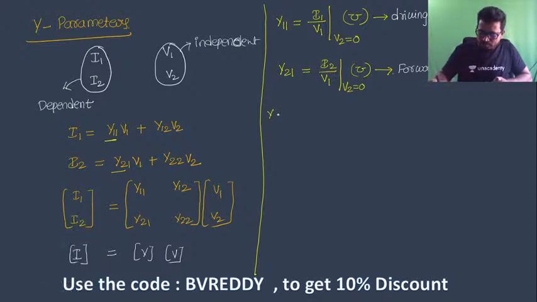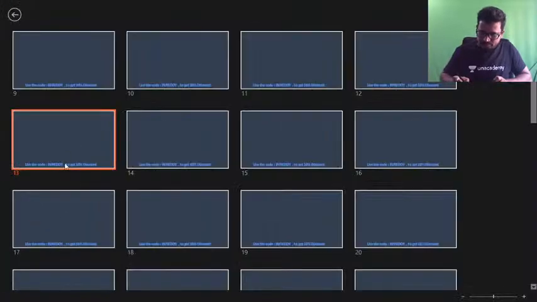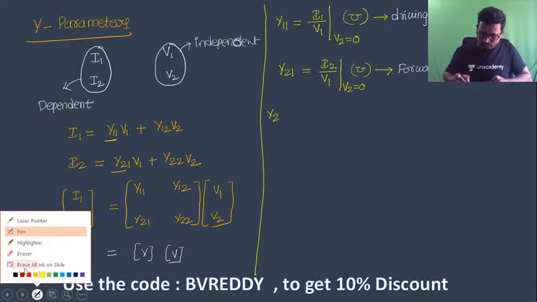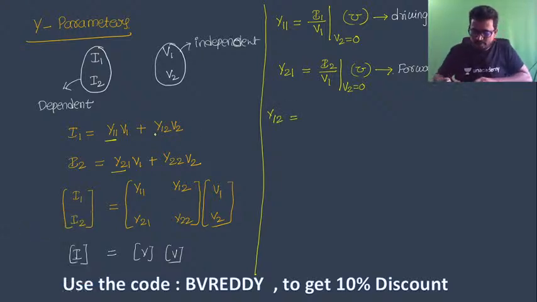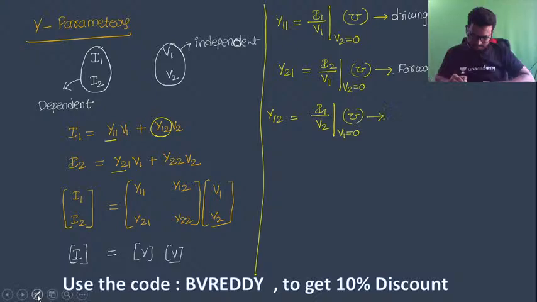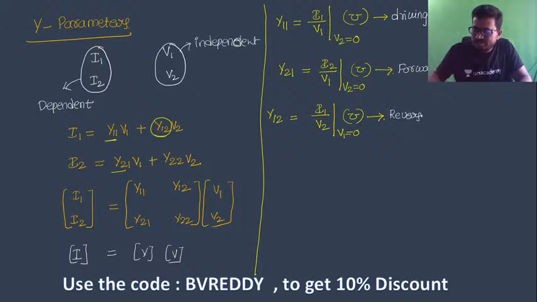Next, Y12. What is Y12? This is I1 by V2 when V1 equal to 0, and the units are mho. What can I say? Forward or reverse? Reverse, not the same port. So this is the reverse transfer admittance.